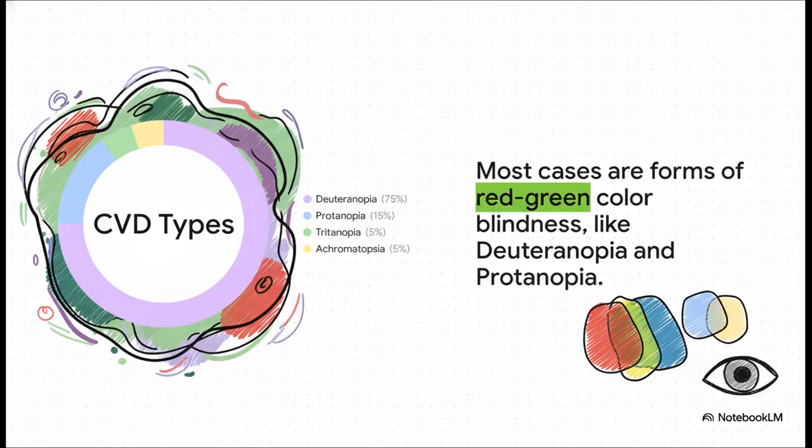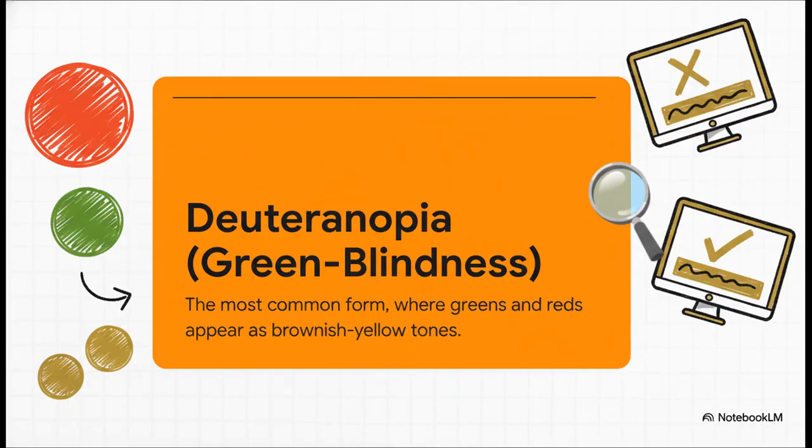Also, the term colorblindness is a bit of a catch-all. It's not just one thing. As you can see from this chart, most cases fall under Deuteranopia and Protanopia, which are types of red-green colorblindness. Then you have much rarer forms like Tritanopia, which messes with blue and yellow, and even Achromatopsia, which is seeing in black and white. Let's just focus on the most common one, Deuteranopia. It affects about 6% of men.